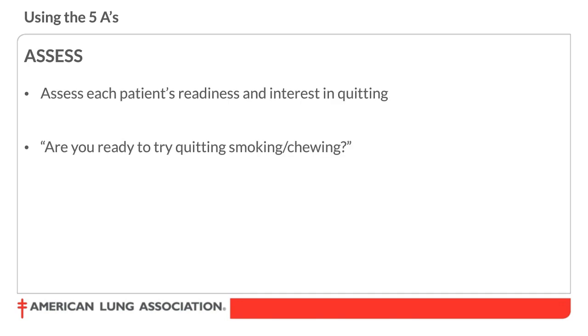The third step is to assess. You want to assess each participant's readiness and interest in quitting. You can do that by asking the following. Are you ready to try quitting smoking?